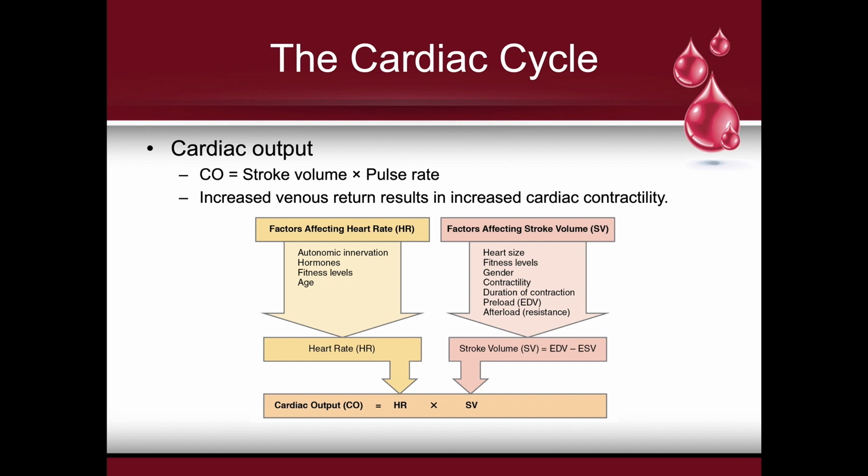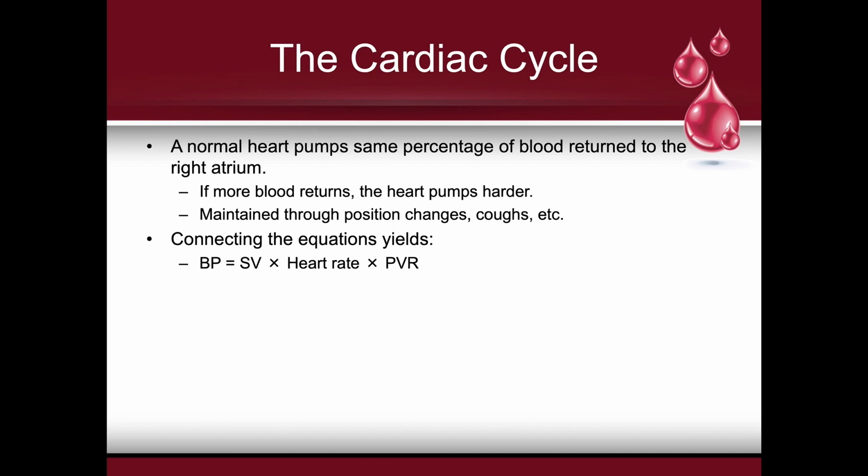It's like a rubber band. The more you stretch it, the more force comes out of that heart, right? Okay, so remember cardiac output, it's important. A normal heart continues to pump the same percentage of blood returned to the right atrium, and this is the ejection fraction. So your ejection fraction is the amount of blood that's pumped compared to the amount of blood returned to the right atrium. If more blood returns, the heart pumps harder. More blood is pumped with each contraction, but the ejection fraction actually remains unchanged. It maintains normal cardiac function through position changes, such as coughs, etc. That's how a normal heart functions.